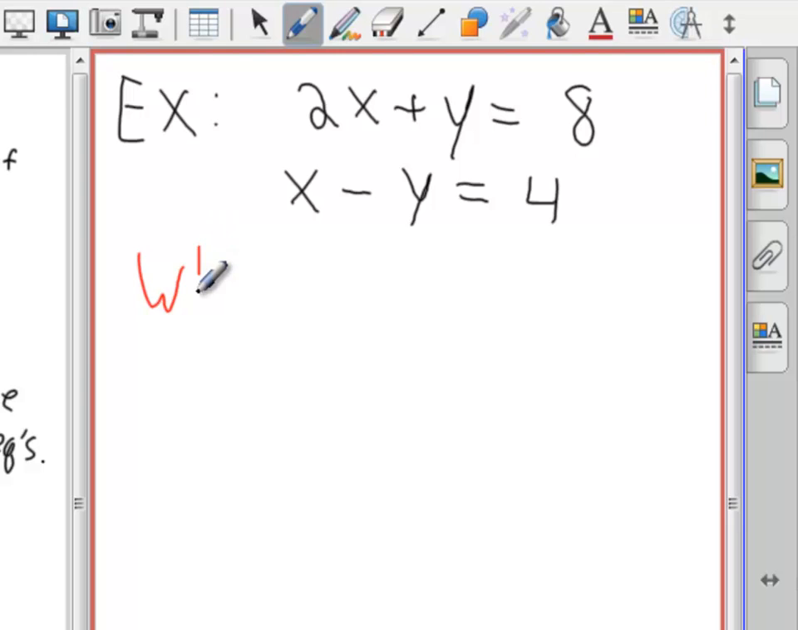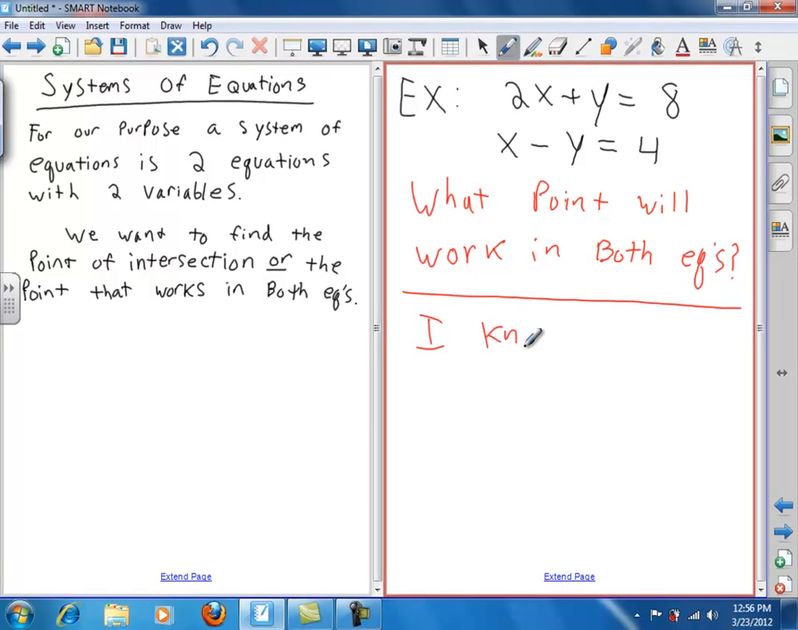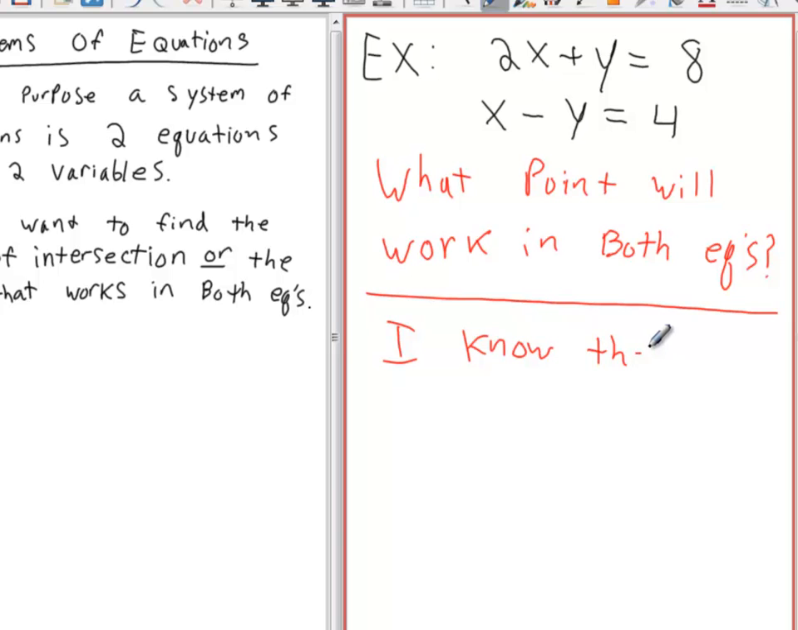There are different ways of solving. But we want to know what point will work in both equations. So what point will work in both equations? Okay, so we know the answer to this system of equations is going to be what? What point will work in both of these equations? In this case, I believe the answer is going to be 4, 0. Okay? And so let's do a check of that and see how 4, 0 would work.